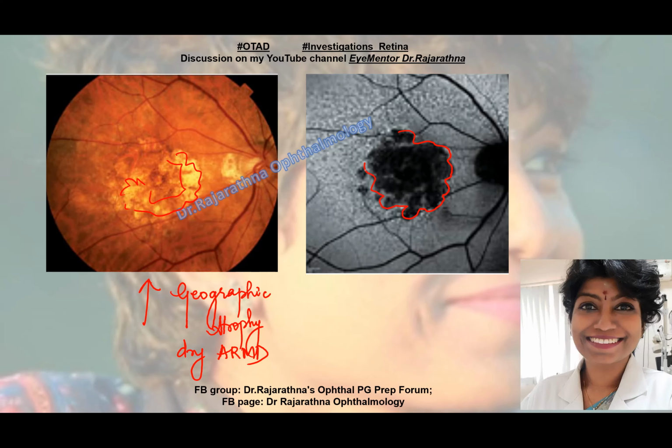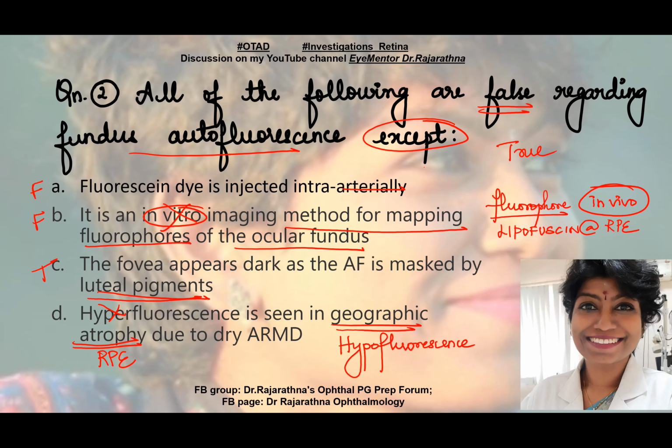Now why am I saying there is autofluorescence? Because you see the optic disc is pitch black, the vessels are pitch black, and you have a background illuminated area, and you can see there is a black area because there is no RPE and therefore no lipofuscin in this area. So it's a hypofluorescent area. Is that clear? Okay, so I hope you've understood question number 2.